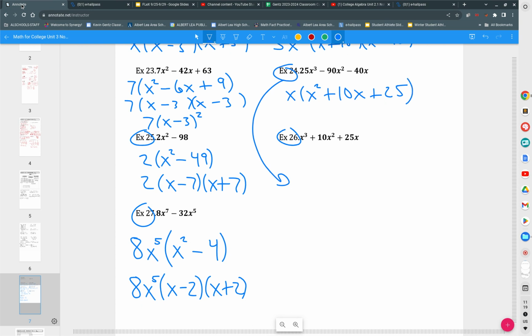Plus 25. And does x squared plus 10x plus 25 factor? I know, but wouldn't it be 25 plus x, five squared plus 10x?